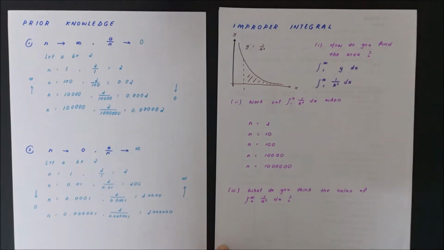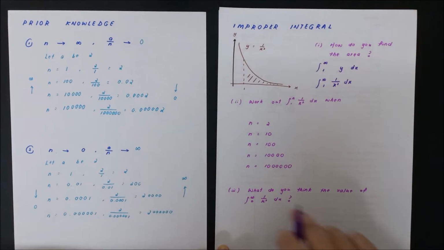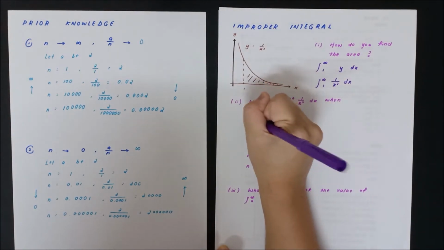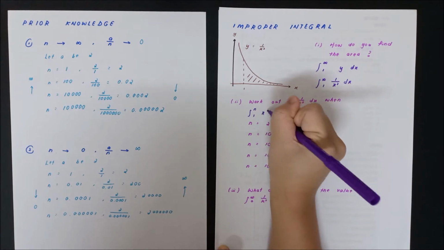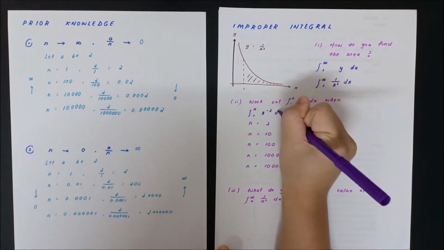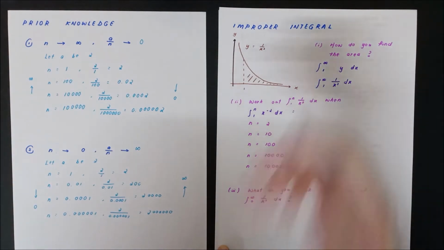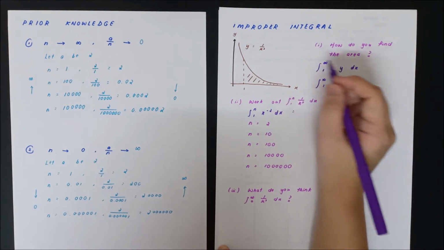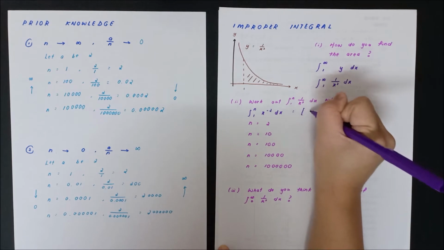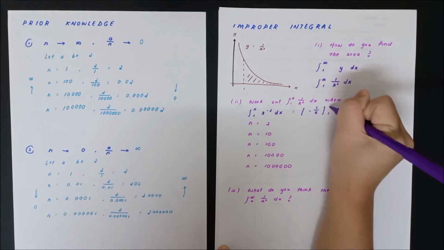Okay, now for number 2, let's work out this one when n equals different values. Let's say I have the integral from 1 to n of x^-2 dx. Let us do the integration first, then later we just substitute. So -2 plus 1 you get -1, and -1 divided by -1 you get -1 also, so it's going to be -1 over x, from 1 to n.